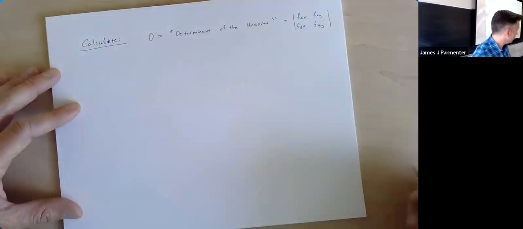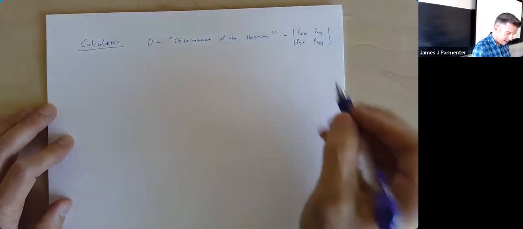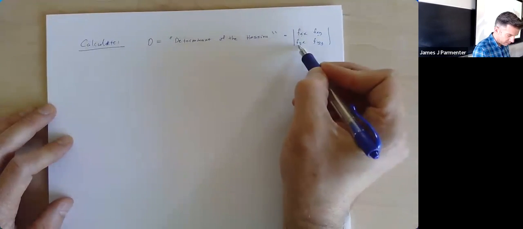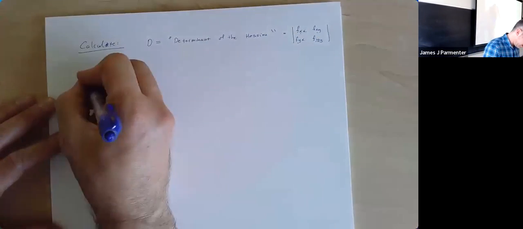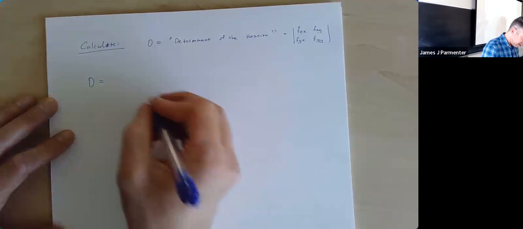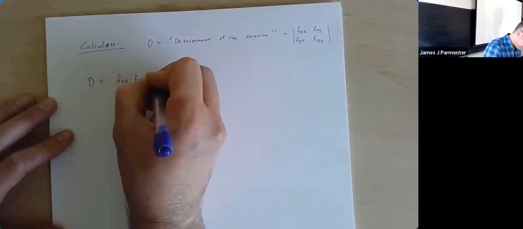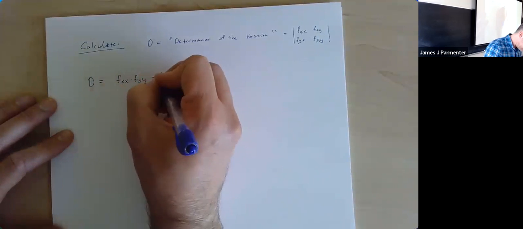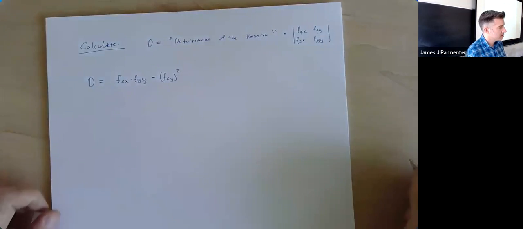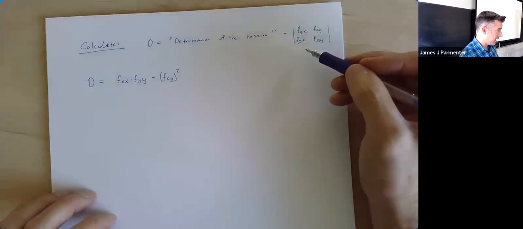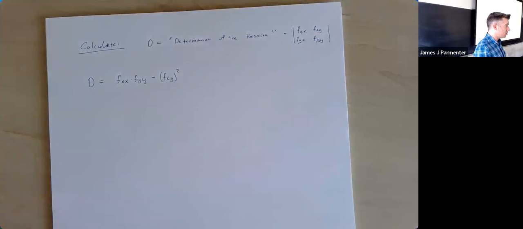That's what that matrix is. It's the matrix fxx, fxy, fyx, fyy. And so when we calculate this capital D, it's going to be fxx times fyy minus fxy squared. Technically, it's fxy times fyx, but in these functions, those two mixed partials are always going to be equal to each other. So we just say it's whichever one you like squared.